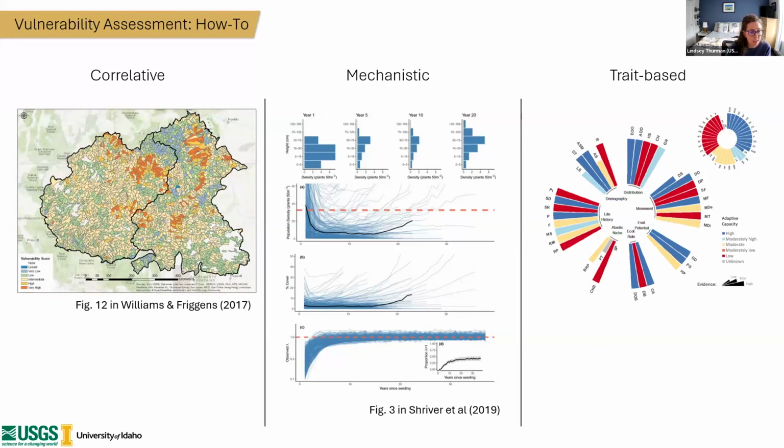And this is a cool example here of sagebrush ecosystems in the Four Corners and Upper Rio Grande of the Southern Rockies. And they essentially mapped out vulnerability of sagebrush in this system. And you can kind of see those hot spots of vulnerability in the darker red.